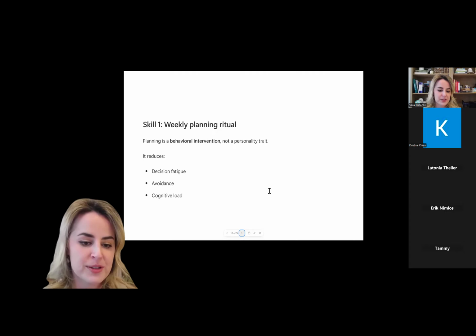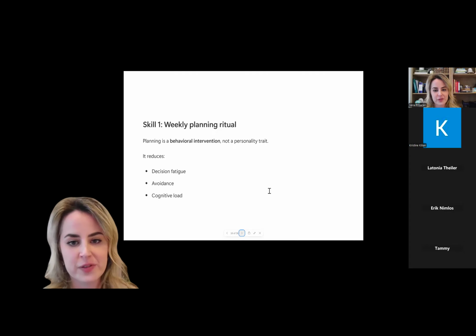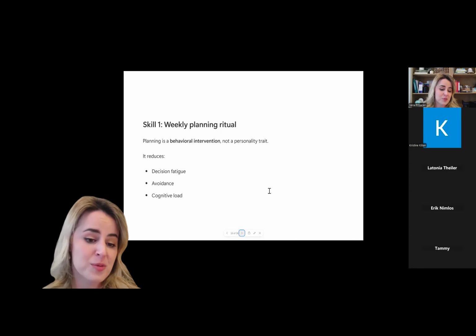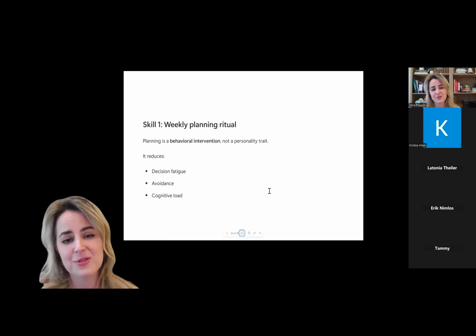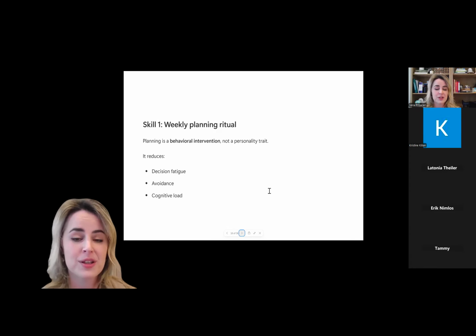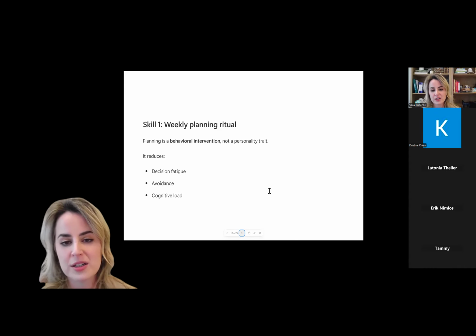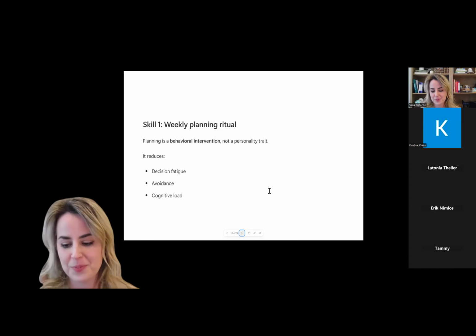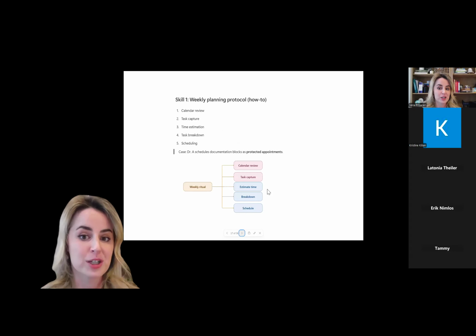And why is this important? It decreases your decision fatigue. What am I supposed to be working on? What do I do first? Can I do that tomorrow? It also reduces avoidance. I was like, oh no, I'm going to ignore that. I'm going to do this less difficult task first. And it reduces cognitive load. You don't have to remember all the 20 things you have to do. What does this actually look like?